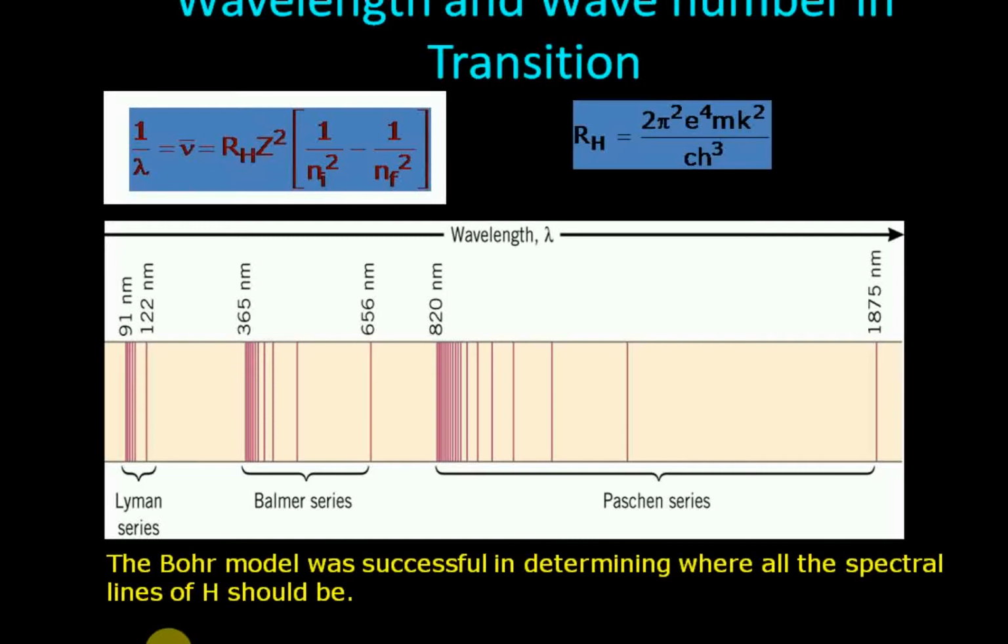k is a constant in Coulomb's law, and its value is 9 into 10 raised to power 9. c is the velocity of light, which is equal to 3 into 10 raised to power 8 meter per second. And h is Planck constant, and its value is 6.6 into 10 raised to power minus 34 joule second. So here R_H, the value of Rydberg constant for hydrogen atom, on calculating comes out to be 1.097 into 10 raised to power 7 per meter.